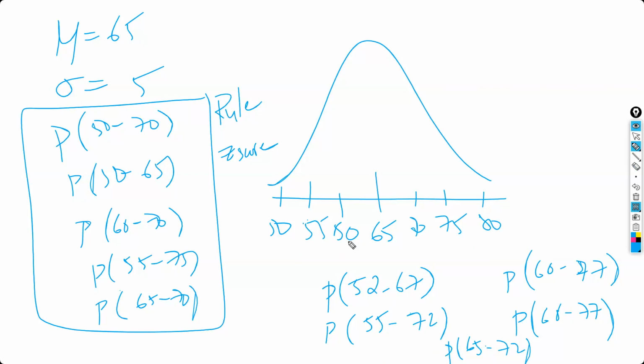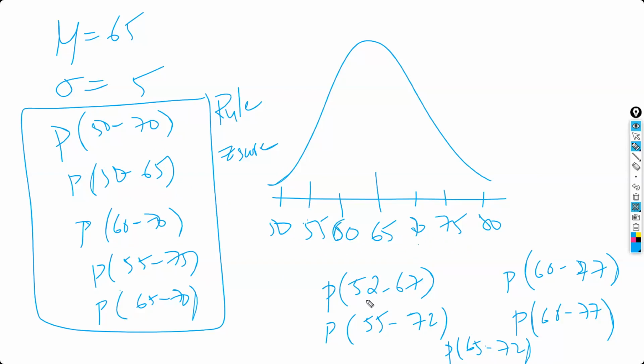So 50 is available here, and 70 is also available, so the rule can be applied. 50 to 65: 50 is available, 65 is also available. You can apply. 60 to 70: 60 is available. 55 to 75 available. 65 to 70 is also available. These numbers are available on the plot directly, so we can apply the rule also.